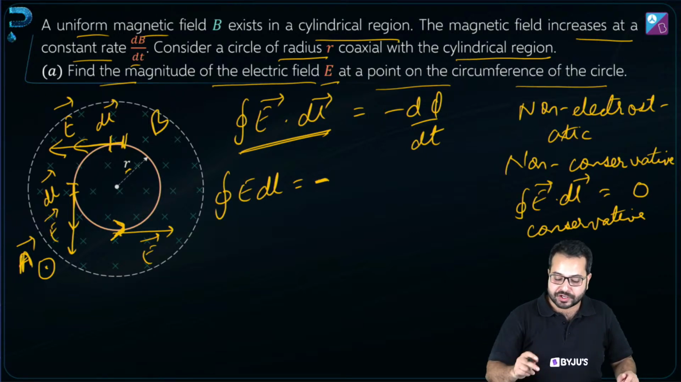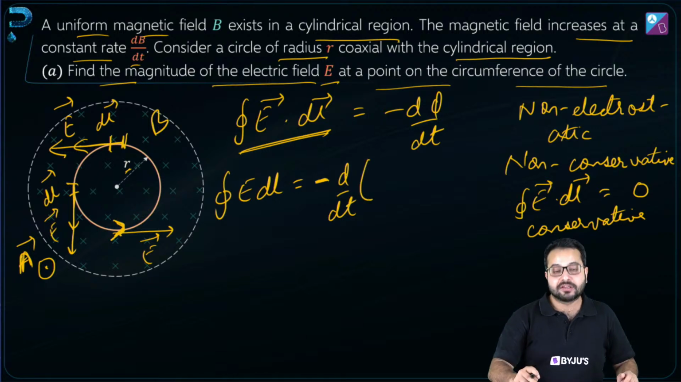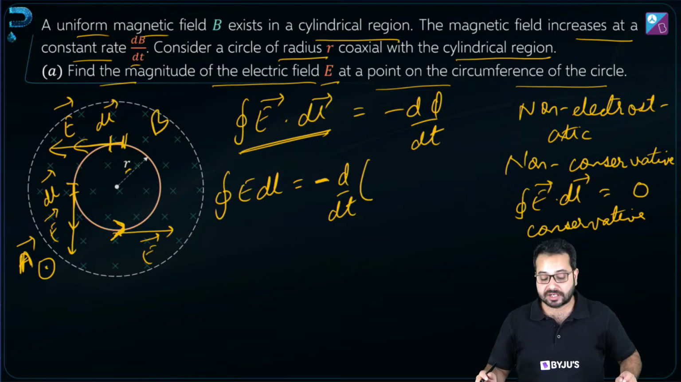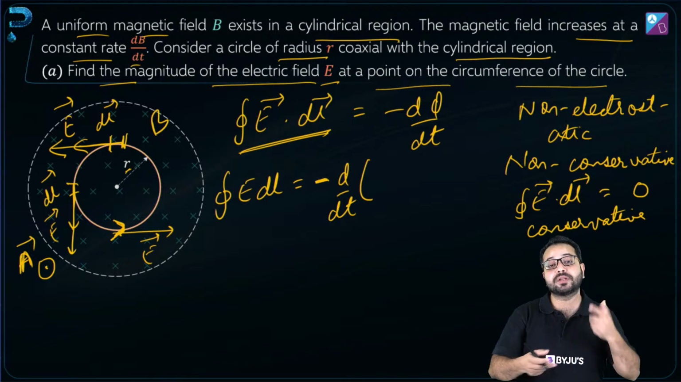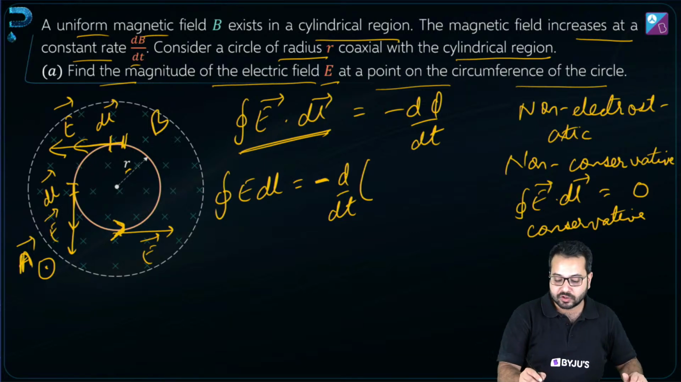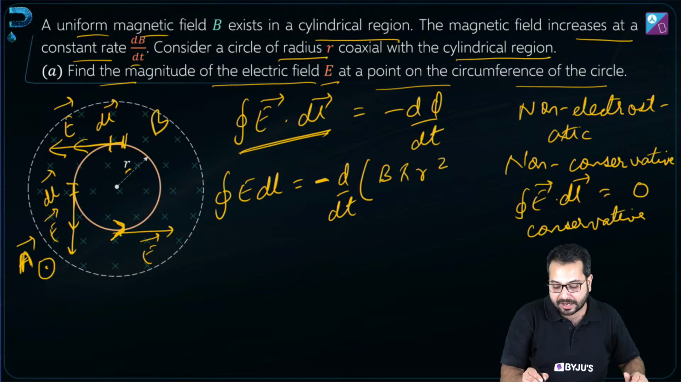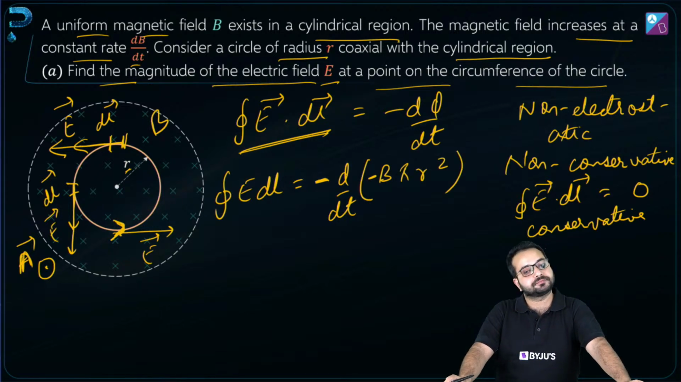Alright, perfect. So here this is going to become d/dt of, now the angle between the magnetic field and the area vector is 180 degrees. Can you see that? B is going into the plane of the screen, A is coming out. So what does this become? This becomes B into πr², but I'll have to put a minus sign also. Is that clear?